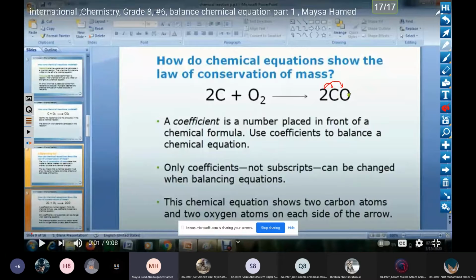Then, what is the subscript here? Can you see any subscript, guys? Usama, can you see any subscript? Yes, teacher. Look at the product. Can you see any subscript?